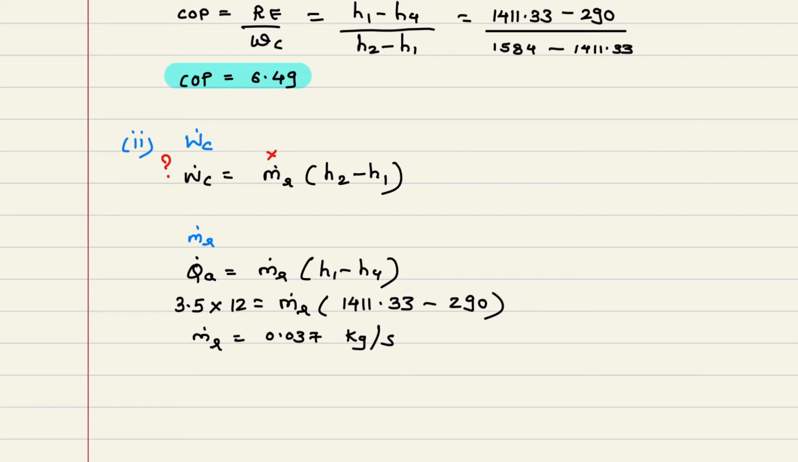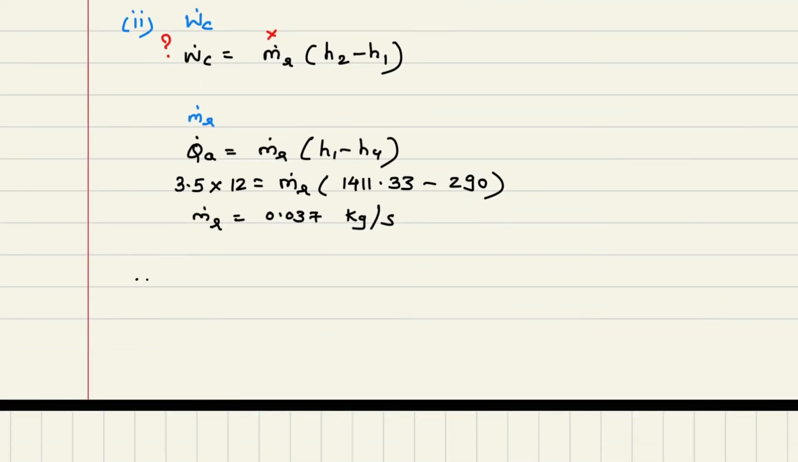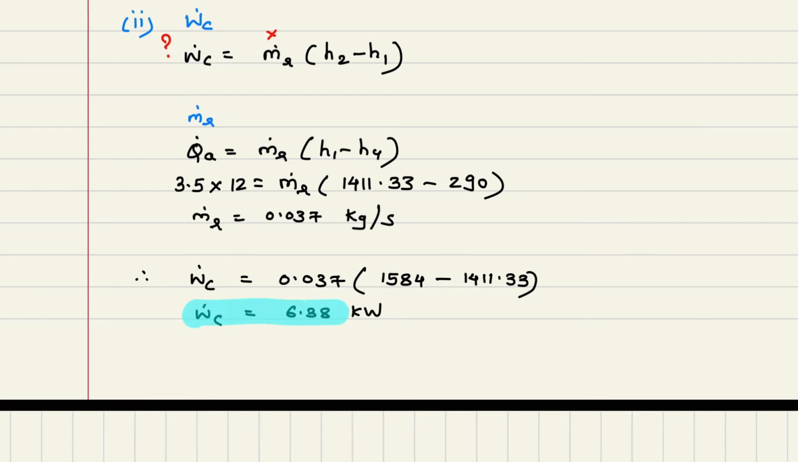Substitute this value of mass flow rate in this equation to calculate W dot C. So W dot C is equal to 0.037 into H2 1584 minus H1 1411.33. So W dot C is equal to 6.38 kilowatt. This is the second answer. So we have completed this numerical.